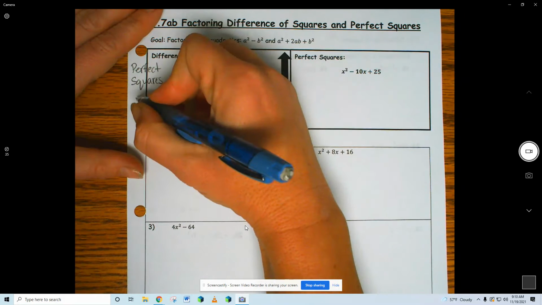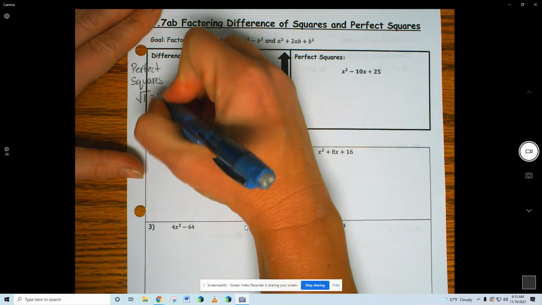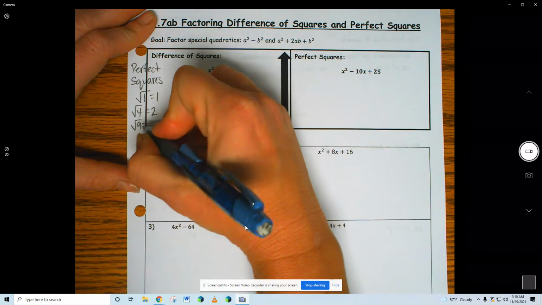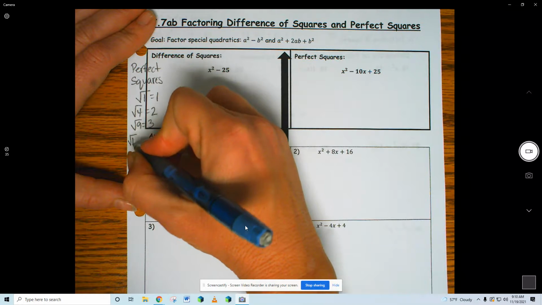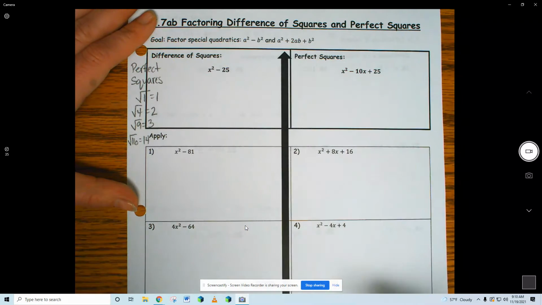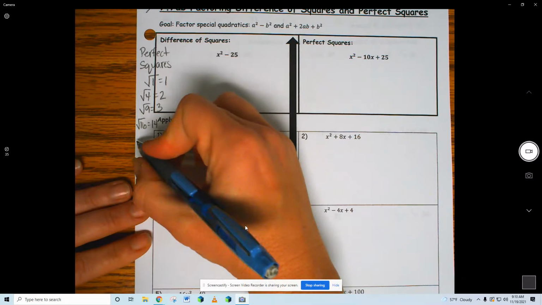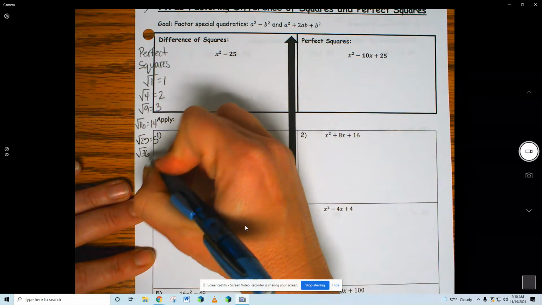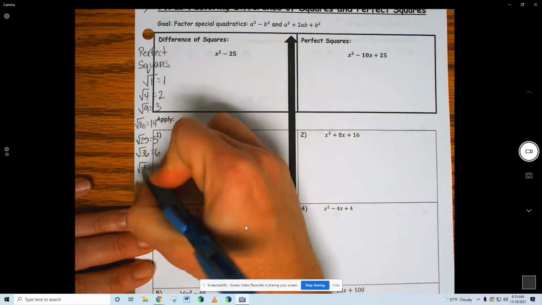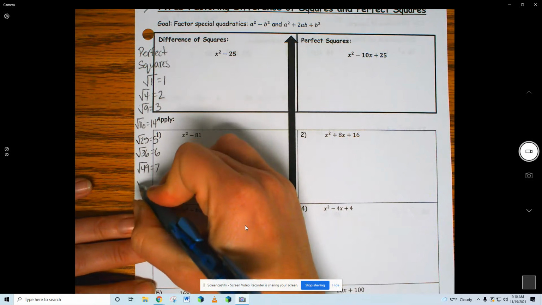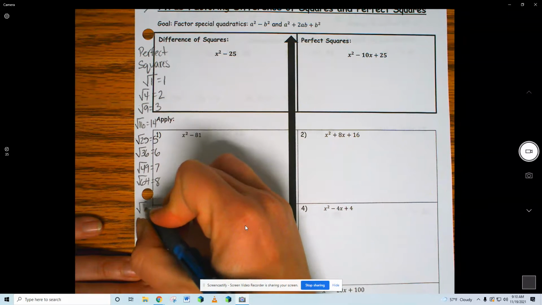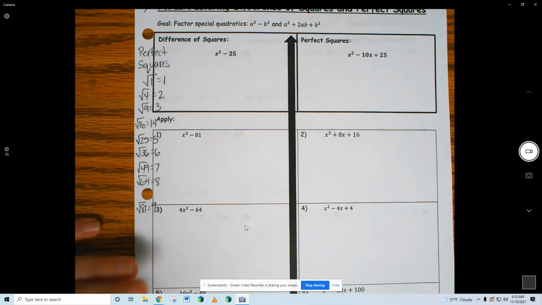And they are the square root of 1 equals 1. The square root of 4 equals 2. The square root of 9 equals 3. The square root of 16 equals 4. Do you guys know these? The square root of 25 equals 5. The square root of 36 equals 6. The square root of 49 equals 7. The square root of 64 equals 8. The square root of 81 equals 9.